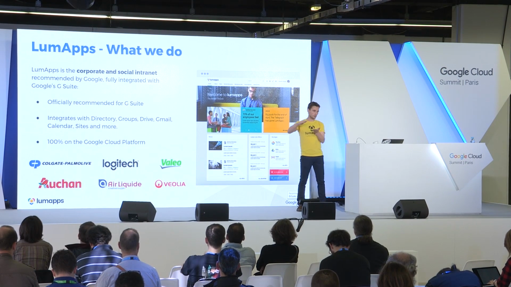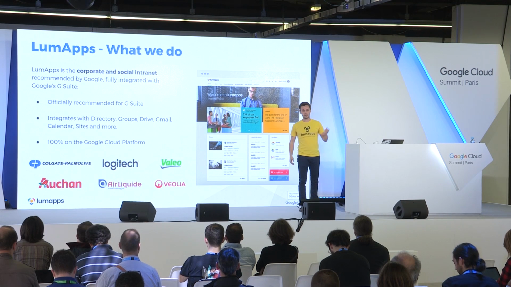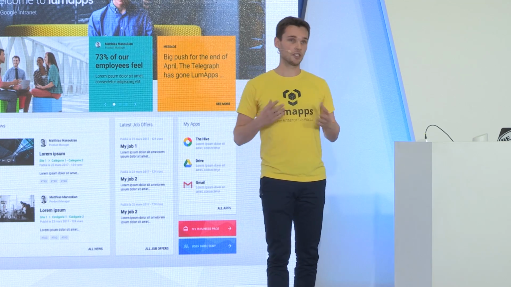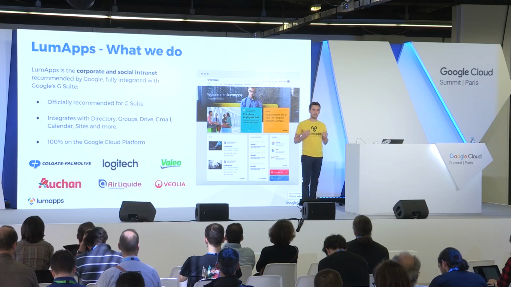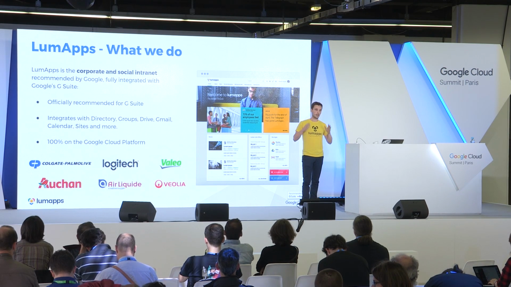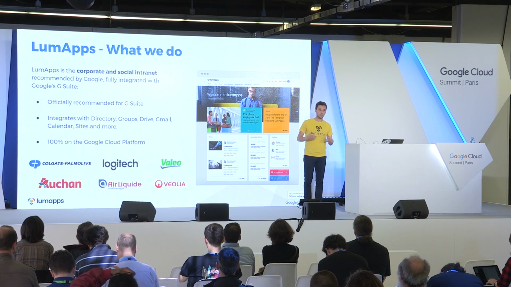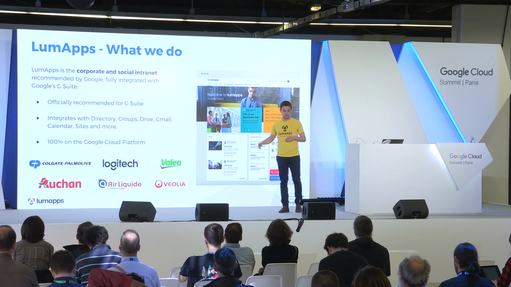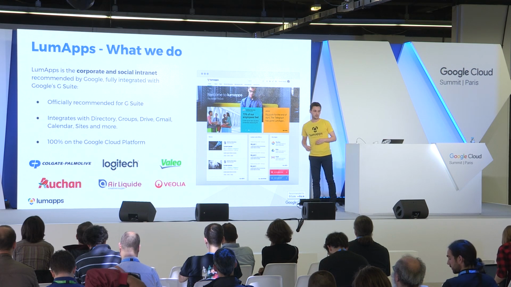It's built on top of G Suite, and it integrates with the directory, with groups, with Drive, with Gmail, with Calendar, with Sites, and much more. And we are really proud at Lumapps to have a team 100% dedicated to the Google Cloud Platform. Being a recommended Google partner means that Google and Lumapps work together to align all the product roadmaps. And as you can see, our solution has been adopted already by major G Suite customers. For instance, Colgate, Logitech, and Auchan have recently joined the Lumapps family.